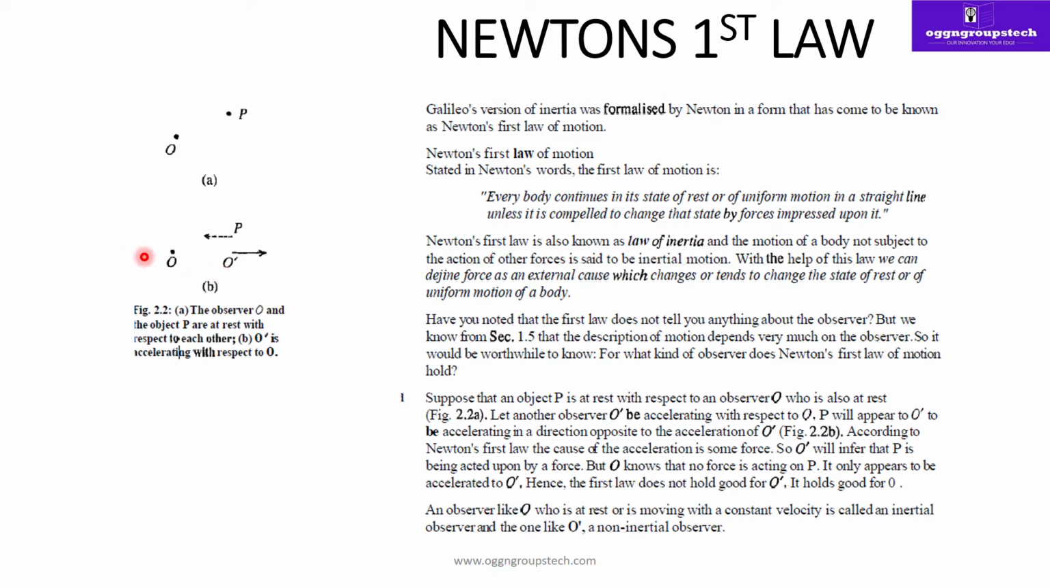So I had O at rest, and O dash. O dash is accelerating with respect to O. It is moving this way with respect to O. So in this case, what happens? O comes out to be the inertial frame of reference because it is at rest, and O dash comes out to be the non-inertial frame of reference because it is in motion. So this is the inertial observer and this is the non-inertial observer.